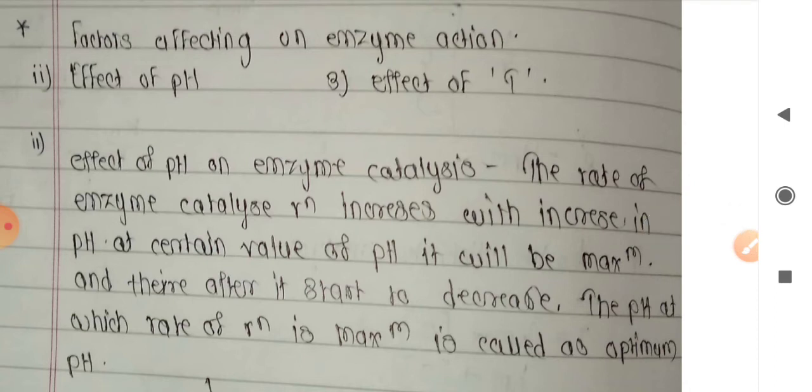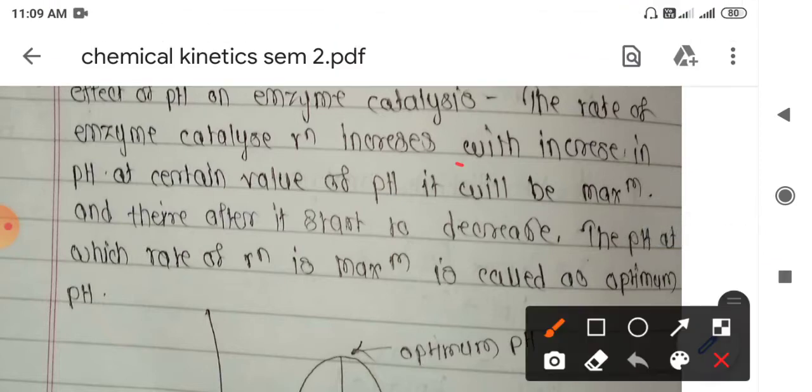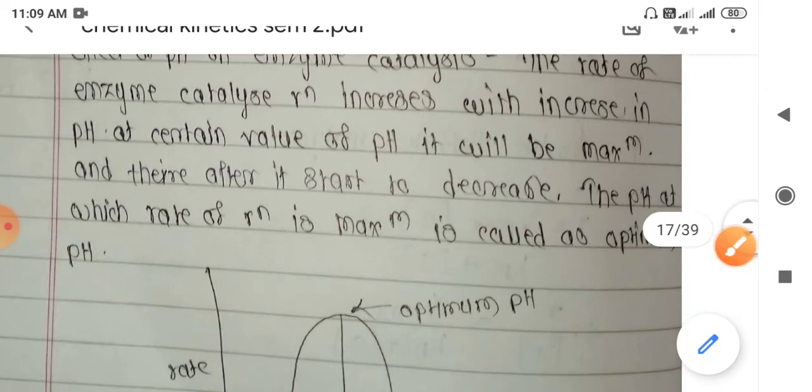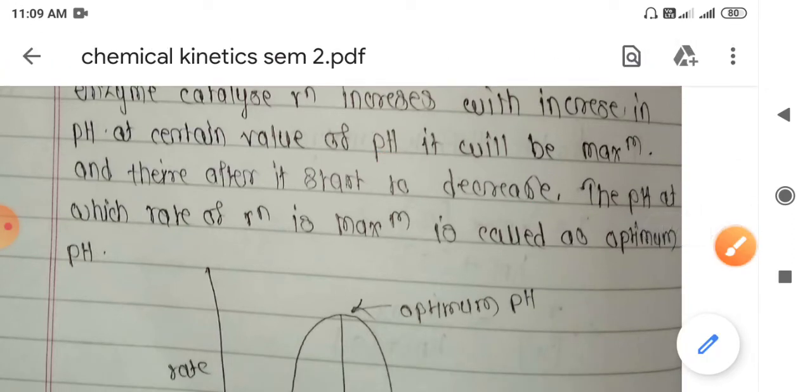We will now see the second effect, which is the effect of pH on enzyme catalysis. The rate of enzyme catalysis increases with increase in pH. At a certain value of pH it reaches a maximum, and thereafter it starts to decrease. Why is it so? Because we all know that enzymes are proteins, and these proteins are nothing but amino acids.